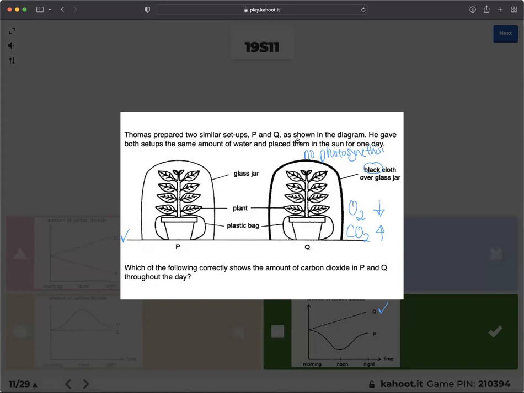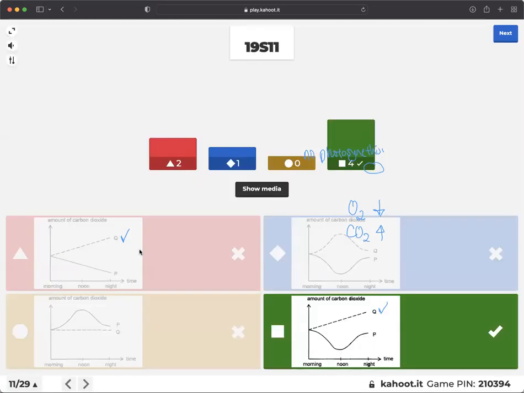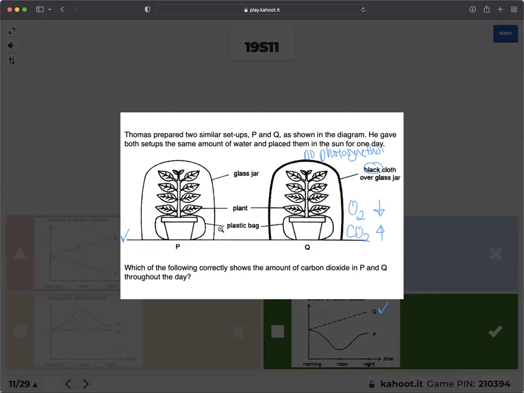Talking about the first one. He gave both set-ups the same amount of water and placed them in the sun for one day. So throughout the day, can you see where it is noontime, brightest? There will be the highest photosynthesis.